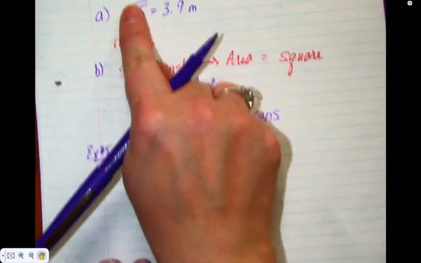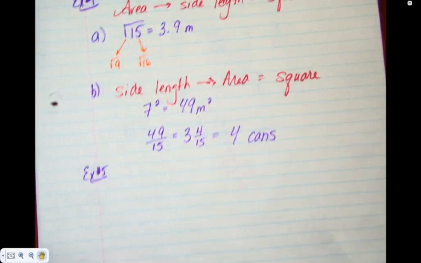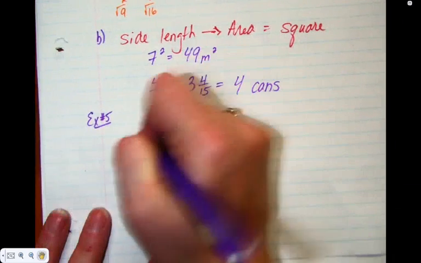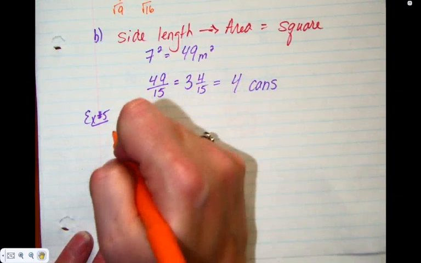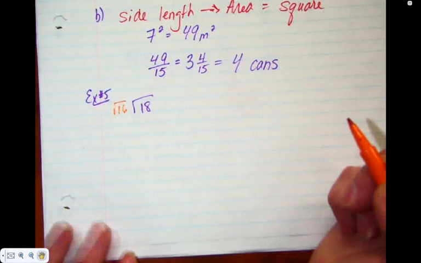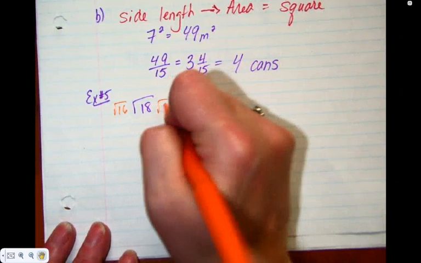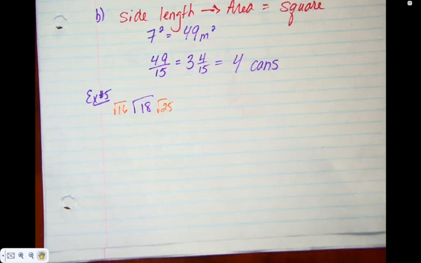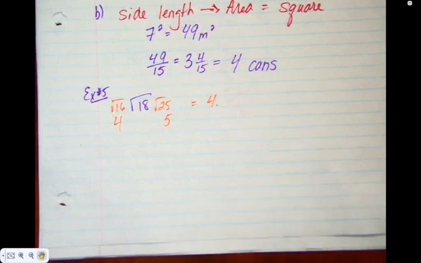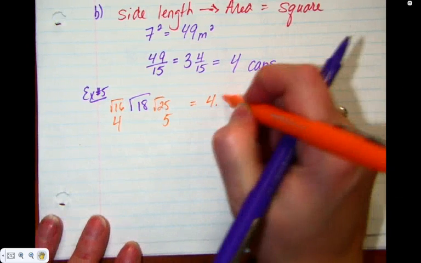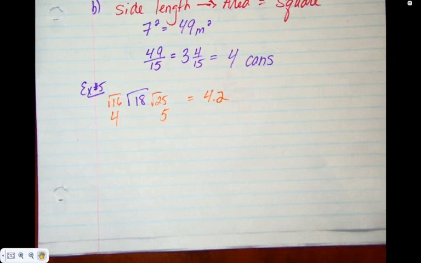So if we have an area and we're going to a side length, the question is asking us to square root it. What's the perfect square that is lower? 16. What's the perfect square that is higher? 4 point something something. 4.2 was an offer. 4.1 units.